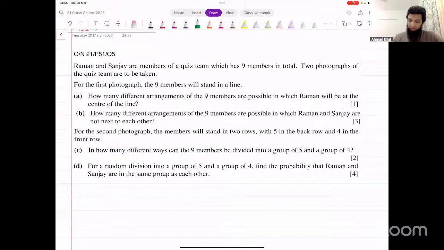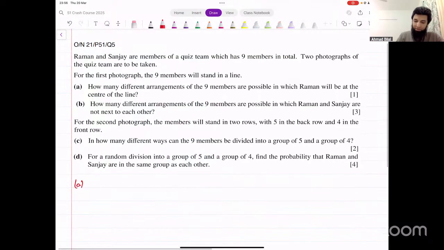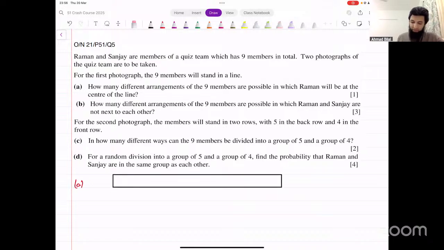Okay, so Rahman has to be at the center of the line. And there are 9 members in total. Okay, so that's the only condition that we have. Rahman has to be at the center. Let's make 9 boxes because we have 9 people, right?